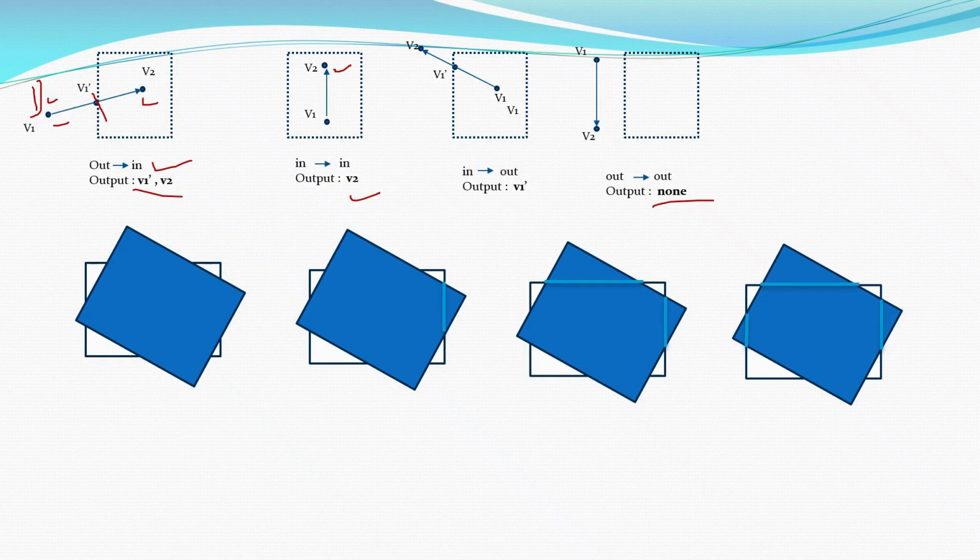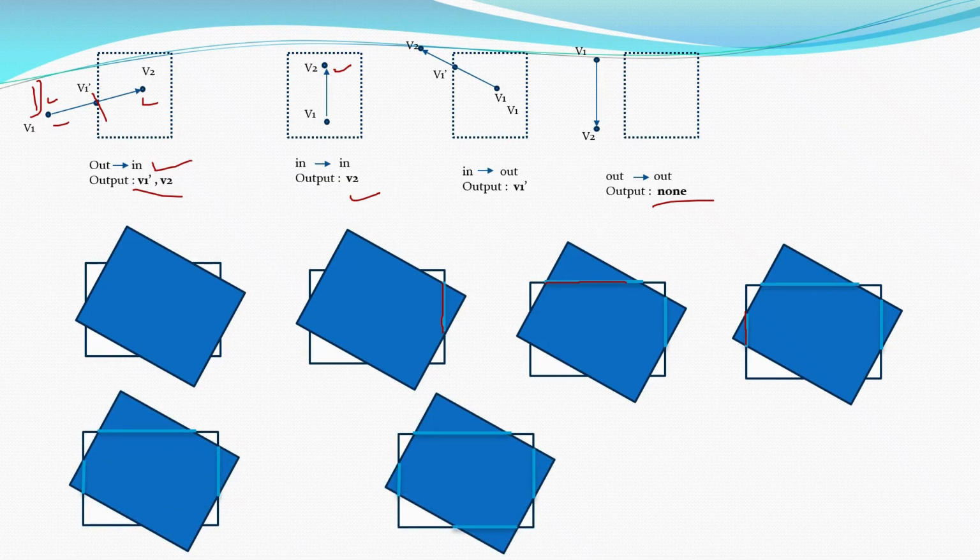This is a figure to help. This is your given polygon. First we clip on the right one, then top, then left, and here we take the bottom. After clipping this, we will get this output.